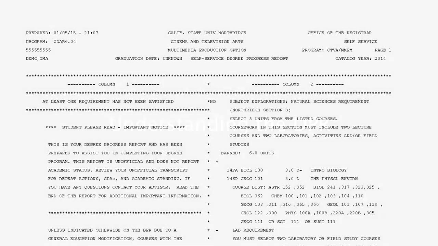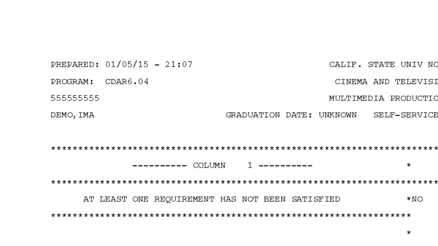The Degree Progress Report, or DPR, is a report based on the university catalog that shows a student's progress towards completing a bachelor's degree. Let's look at this DPR of a student in the multimedia production option. There is some important information at the top of each page, including your name and student ID number.